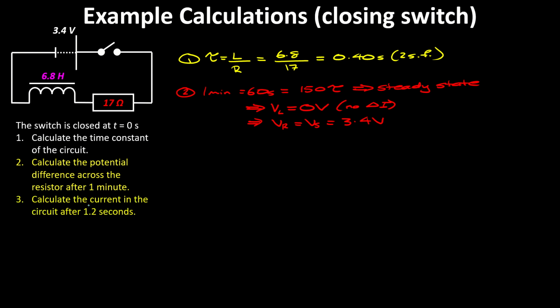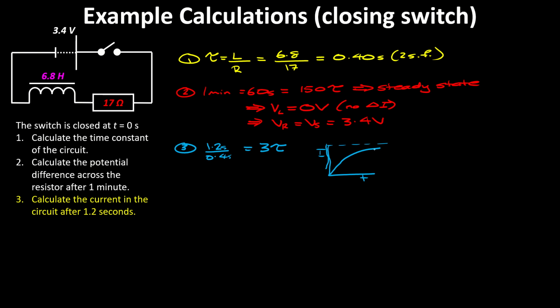Number 3. What is the current after 1.2 seconds? So first of all, 1.2 seconds divided by 0.4 seconds is 3 time constants. Now this is one of those ones where, if we did a sketch graph, it looks like it's not a very straight line. This is current against time.